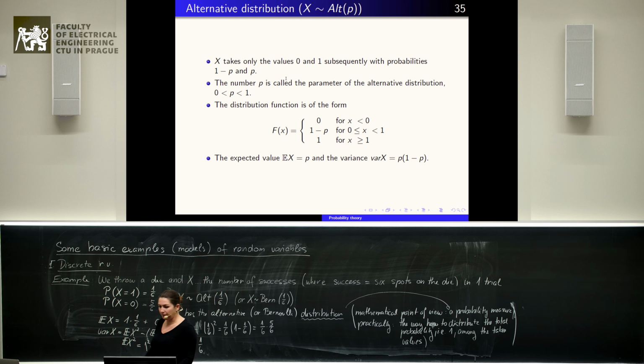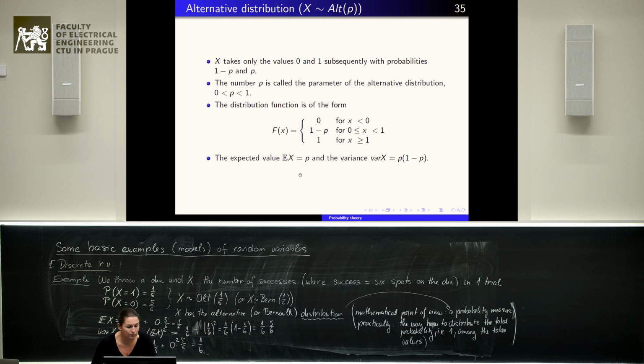So in general, when we care about something else, but we still model the number of successes in one trial, so it means either success or failure, and the probability of success is given by a value small p, then we say that the random variable has alternative or Bernoulli distribution with the parameter p. And of course, when the probability of success is equal to p, then the probability of failure, it means the probability of 0, is equal to 1 minus p.